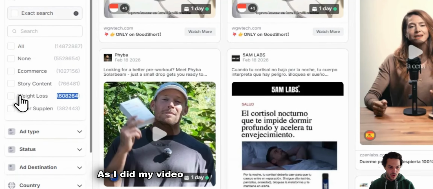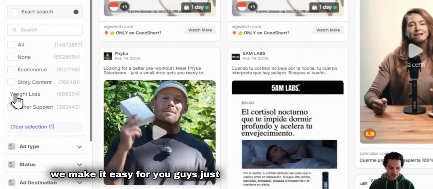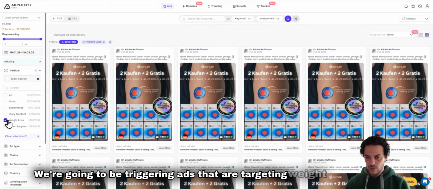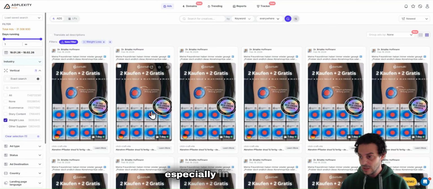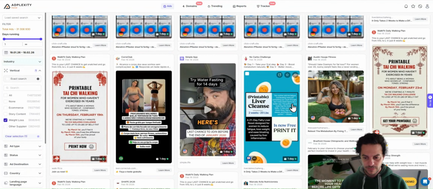As I did in my video on skincare and many others, we make it easy for you guys just by clicking here on weight loss. We're going to be triggering ads that are targeting weight loss products. As you can see, this one here is an ad in Germany in this case. Probably it's a weight loss patch, which I've seen a lot of, especially in the US, but it's repeated a lot. So we can scroll down and see if we find something more interesting.